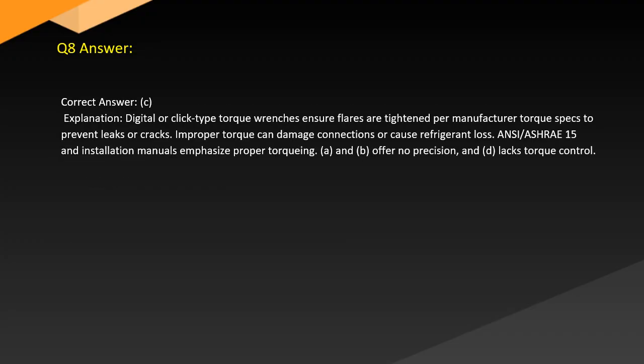Answer. Correct answer: C. Explanation. Digital or click-type torque wrenches ensure flares are tightened per manufacturer torque specs to prevent leaks or cracks. Improper torque can damage connections or cause refrigerant loss. ANSI/ESCO 15 and installation manuals emphasize proper torquing. A and B offer no precision, and D lacks torque control.